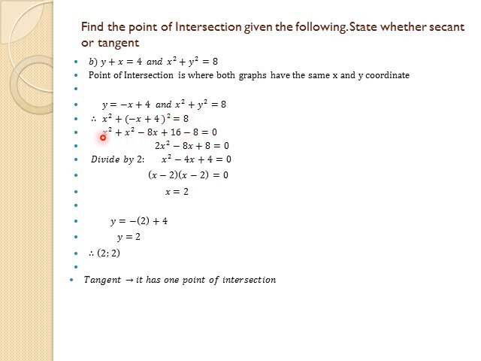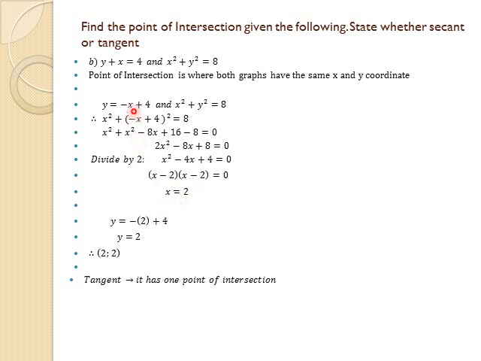If you simplify, x squared plus x squared, 2x squared, minus 8x, 16 minus 8 would give me positive 8. Divide everything by 2. 2 divided by 2 gives me 1. Negative 8 divided by 2 gives me negative 4. 8 divided by 2 would give me positive 4. Factors of 4 that add up to negative 4. Negative 2 times negative 2 gives me positive 4, and negative 2 plus negative 2 gives me negative 4. Because the brackets are the same, I only have one answer, x equal 2.